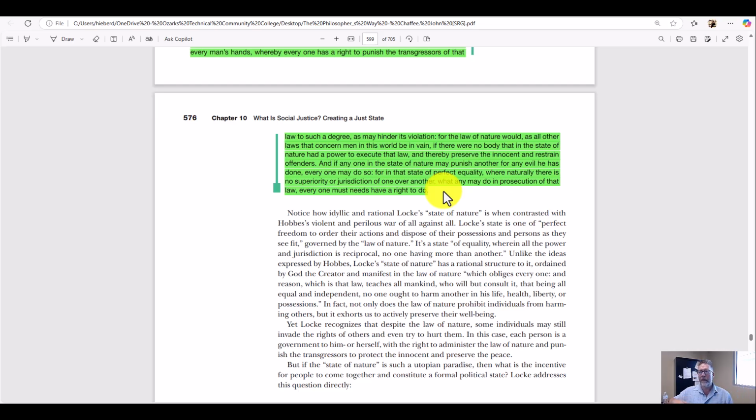So another similarity between Hobbes and Locke is that in the state of nature, everyone's equal, right? We all have the same basic needs, wants, and desires. And we're also equal in the sense that we are all accountable for what the law of nature is. So therefore, the law of nature not only applies to me, it applies to others. And if I see others violating the law of nature, then I have the right and the duty to enforce it. And if other people see me violating the law of nature, then they have the right and the duty to enforce it.